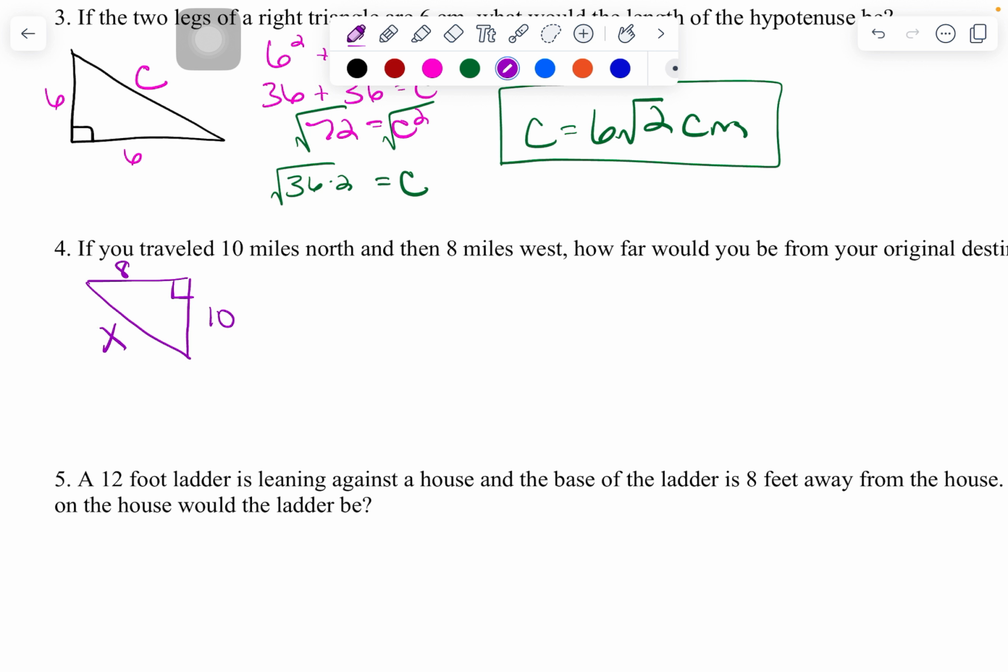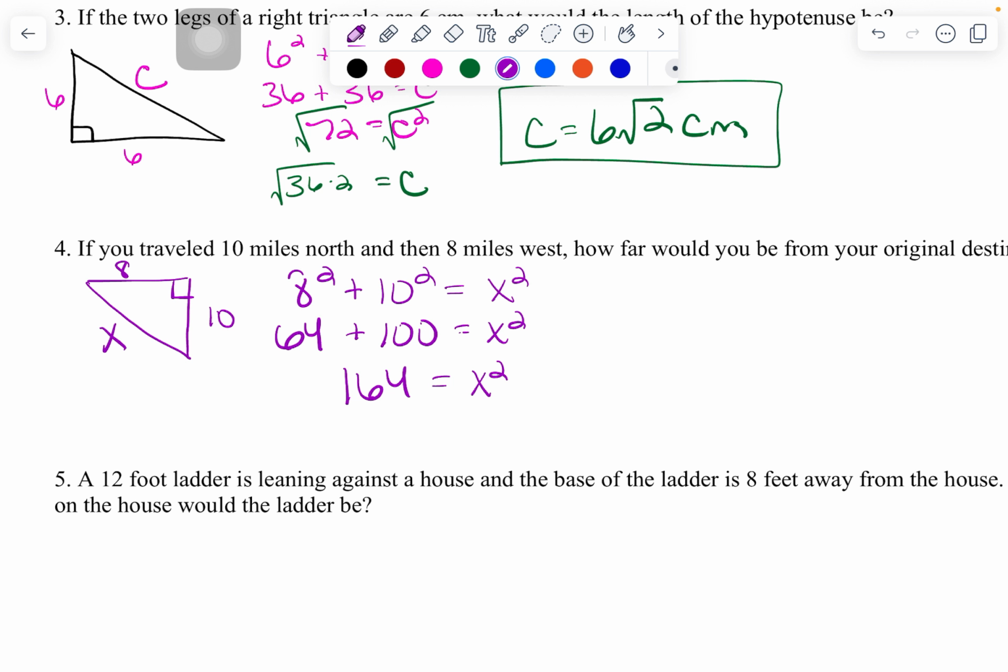All right, and that's going to be x for my hypotenuse. Now, 8 and 10 in this case are the legs of the triangle. So let's go ahead and set that up. 8 squared plus 10 squared equals x squared. 8 squared is 64, 10 squared is 100. So that's going to be 164 equals x squared.